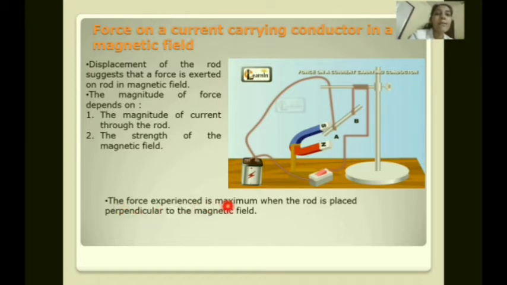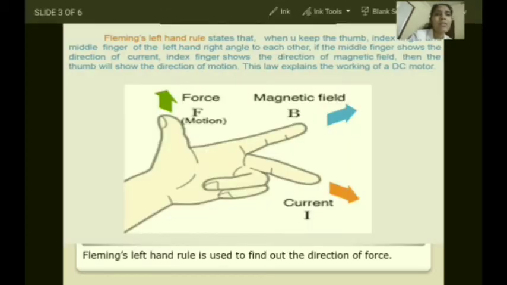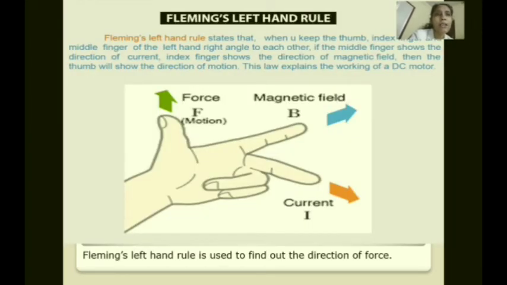Next, the force experienced is maximum when the rod is placed perpendicular to the magnetic field. That means when the direction of the current is perpendicular to the magnetic field. Next, we can discuss Fleming's left hand rule.